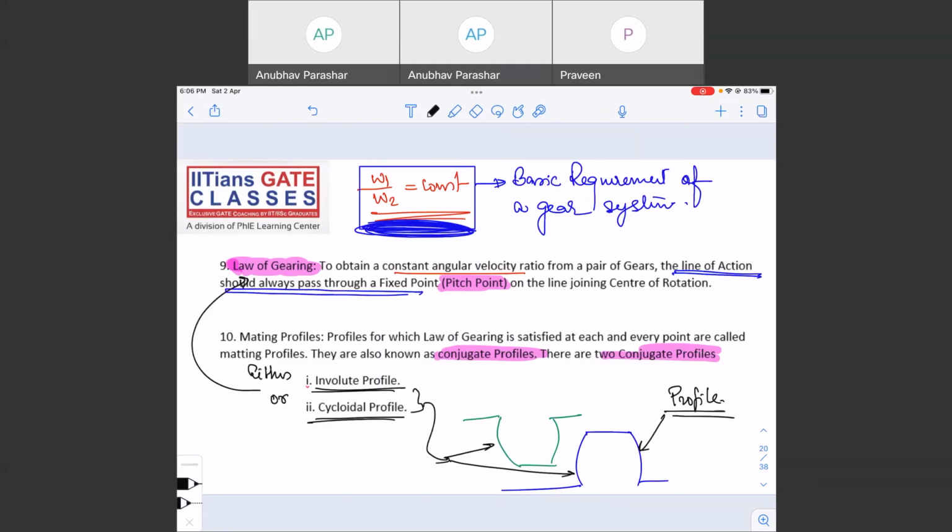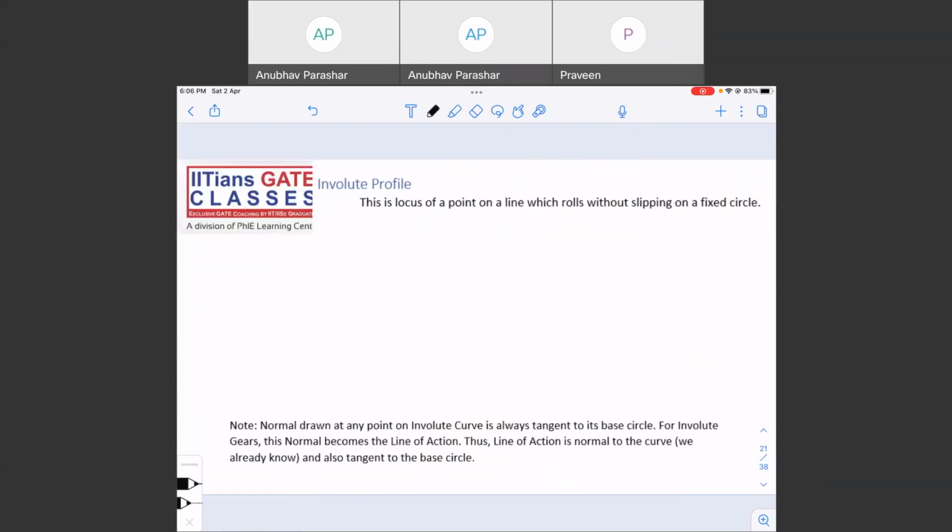So let us try to understand. We have involute profile in our syllabus. Questions from cycloidal are not being asked. We'll see if we get the time, then I'll try to explain the cycloidal also.